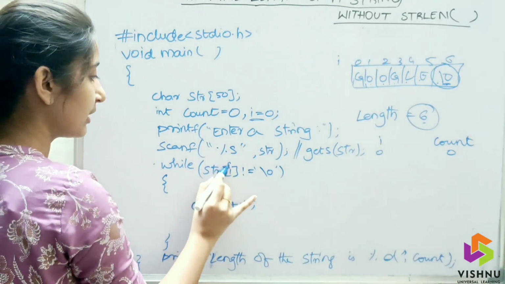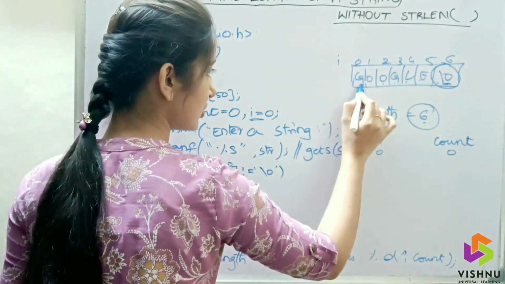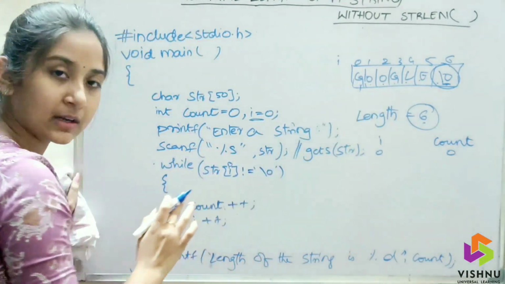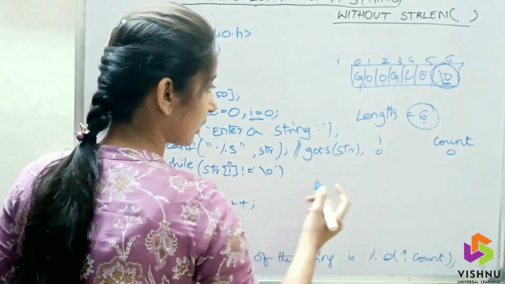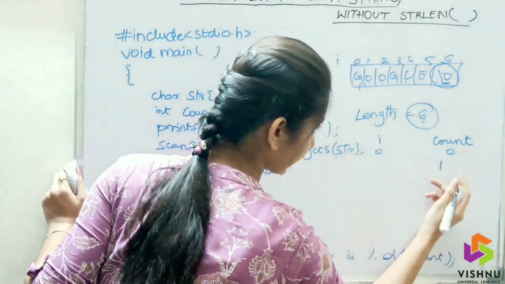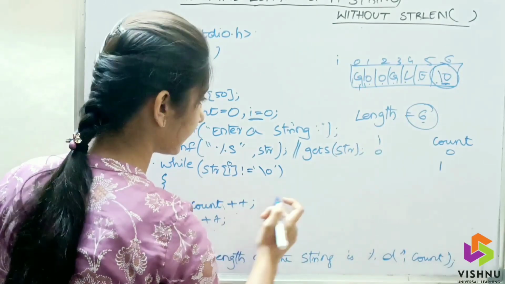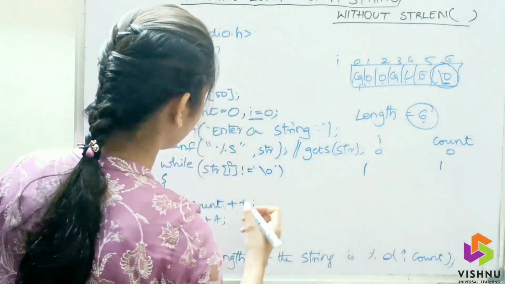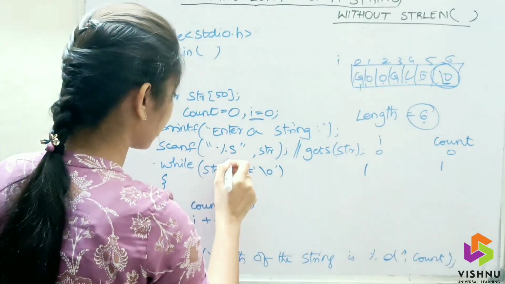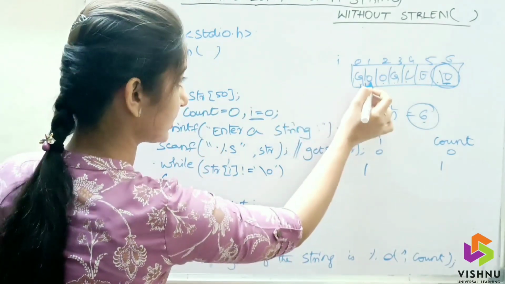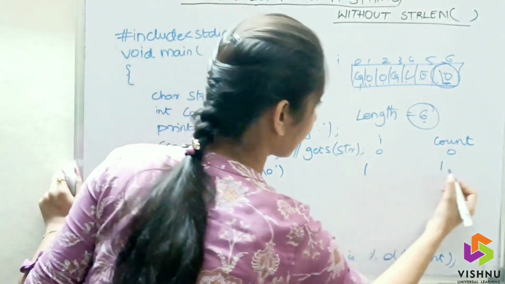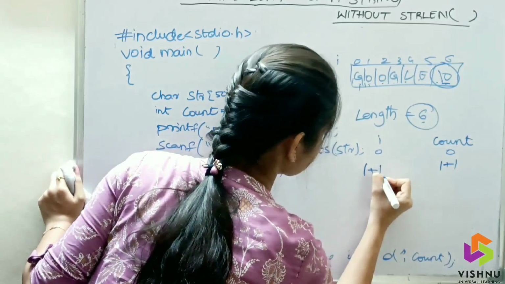When i is 0 here, in the 0th position we have G. Is G equal to the null character? No, it's not equal. So count plus plus, that means count will be incremented, and i plus plus, that means i also will be incremented. Again, when i is equal to 1, here O, this is also not equal to the null character. So again, count plus plus, i plus plus.